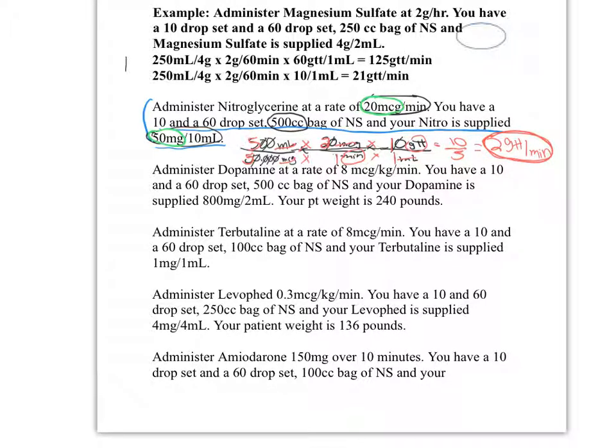Administer dopamine at a rate of 8 micrograms per kilogram per minute. That's important to know, because now I have kilos here I need to think about. I have 2 different sets I can use, a 10 and a 60 drop set. Here I have a 500 cc bag, and my dopamine is supplied in 800 milligrams per 2 mLs. And here's my patient weight, which is also going to be important. All right, so step 1. I know that I have some units I need to change here. So I need to go from pounds to kilograms, and I need to go from milligrams to micrograms.